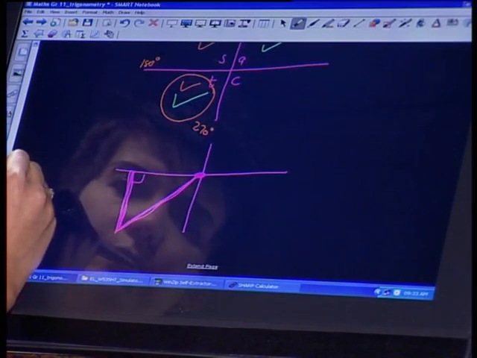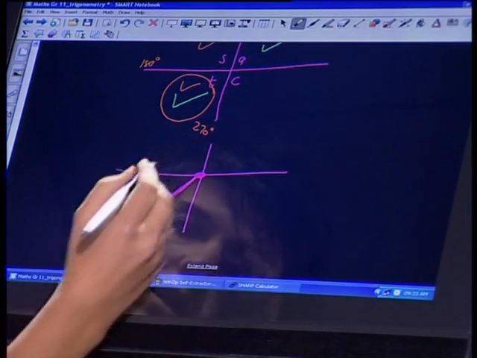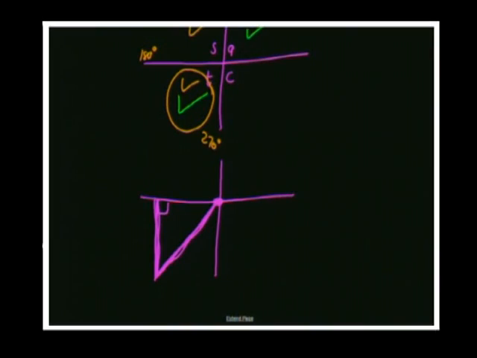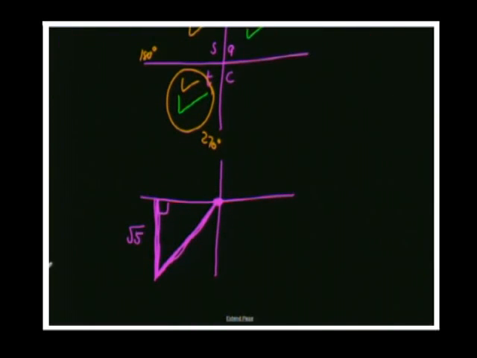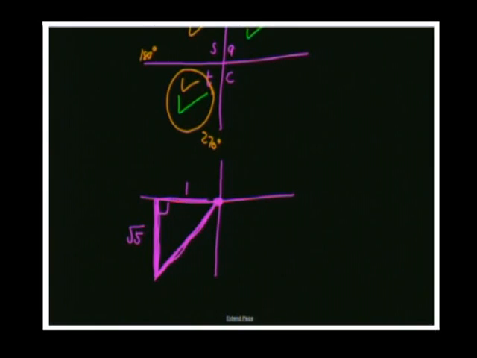So, I know that y is square root 5 and I know that x is 1. So you go fill that in. Your y is square root 5, your x is 1.